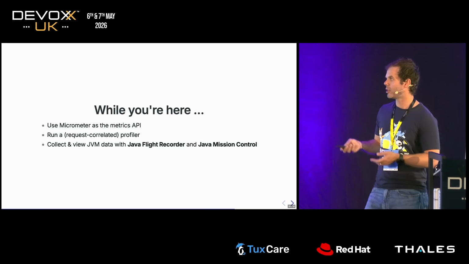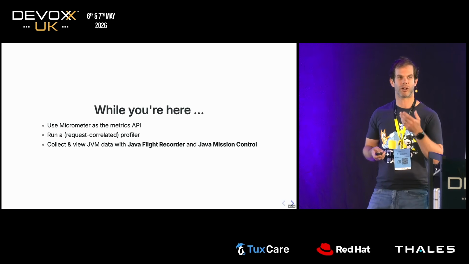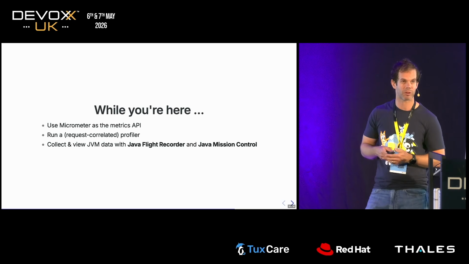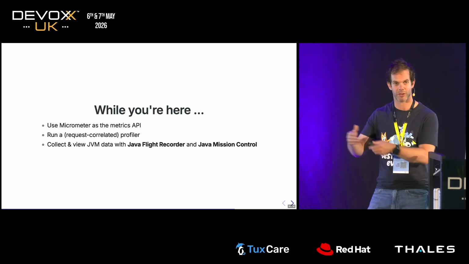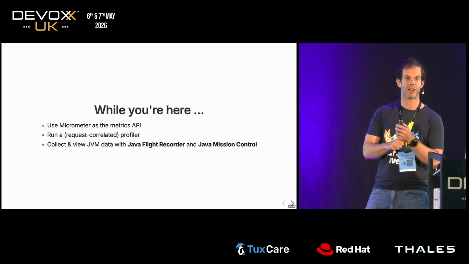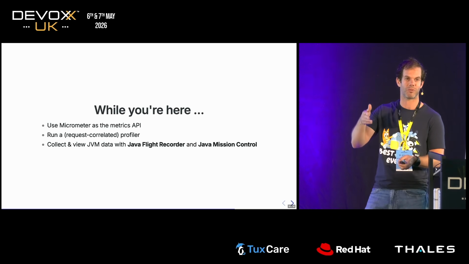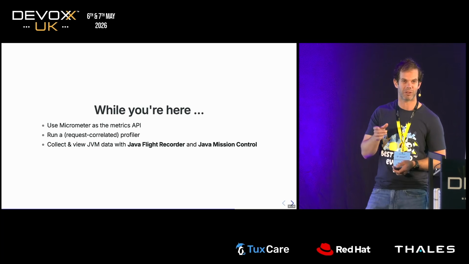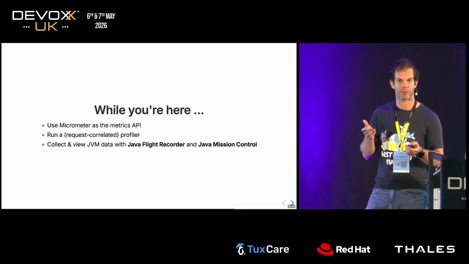If you're using Spring, you're probably using Micrometer for metrics and probably Micrometer Tracing for traces. This wraps OpenTelemetry very well as well. You can just as easily push things out the back. You can do request correlated profiling. This is great. You can say, show me just the flame graphs from my get tile endpoint. And you can use Flight Recorder and Mission Control to get really detailed observability data out of the runtime.